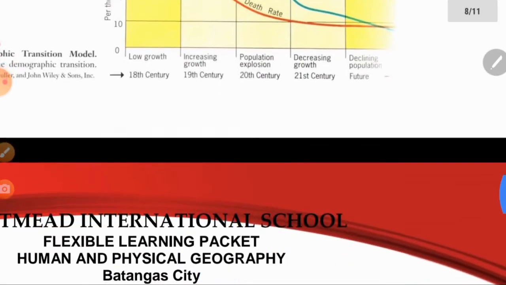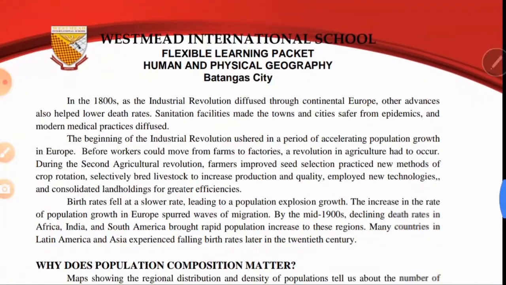The population. And the birth rates fell at a slower rate, leading to a population explosion, and the increase in the rate of population growth in Europe spurred waves of migration.